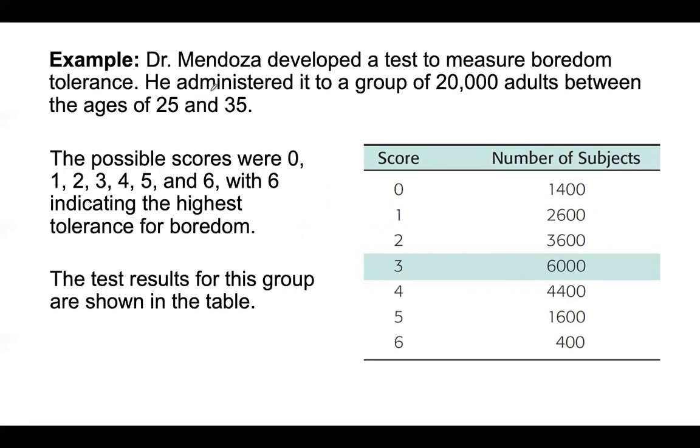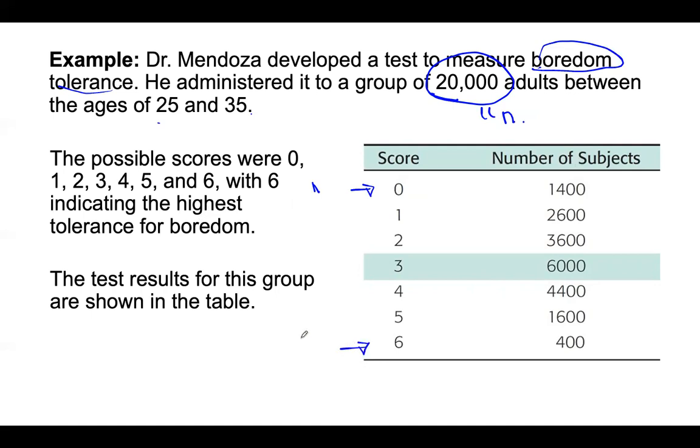So Dr. Mendoza developed a test to measure boredom tolerance. He administered it to a group of 2,000 adults, so that's how many people, let's call it N, between the ages of 25 and 35. The possible scores were 0, 1, 2, 3, 4, 5, and 6. 6 indicates the highest tolerance.